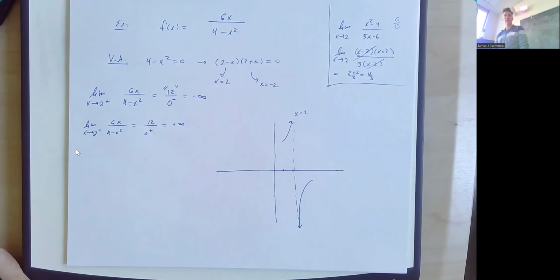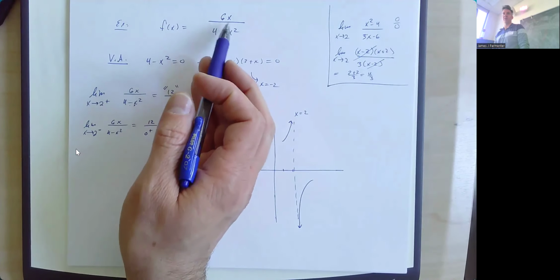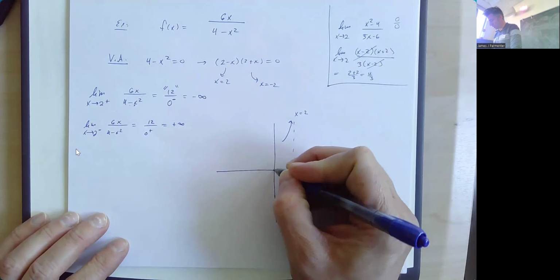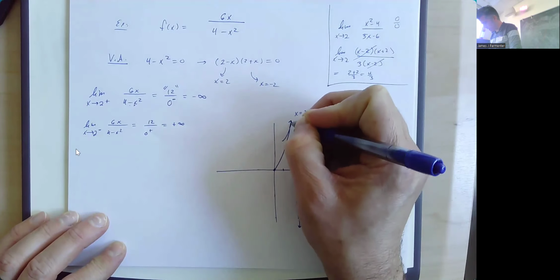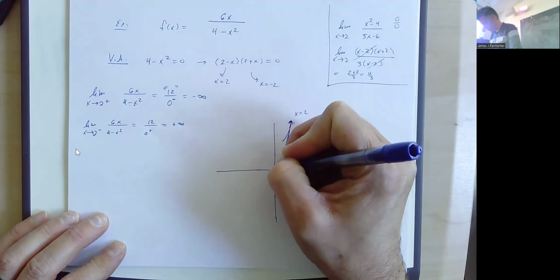Now I've drawn this poorly because if I plugged in 0 for x, I would get 0 over 4, which is 0. So I should actually hit the origin and do something more like that. Sorry, I wasn't prepared to graph the whole thing.